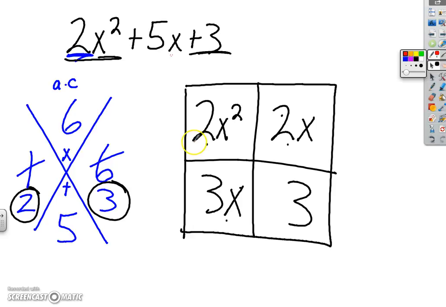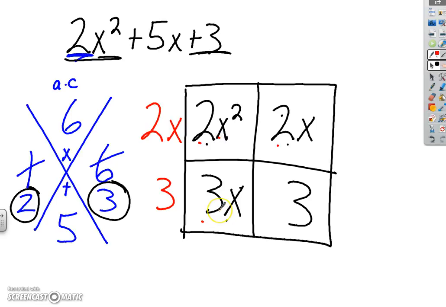Let's look horizontally first. 2x squared and 2x: what can we factor out of both of those? We can factor out a 2 and an x. Let's look at the next row horizontally. We've got a 3x and a 3. What can we factor out? A 3.